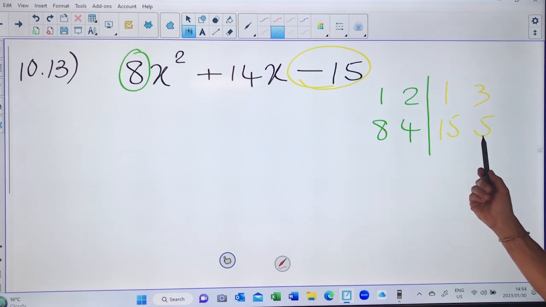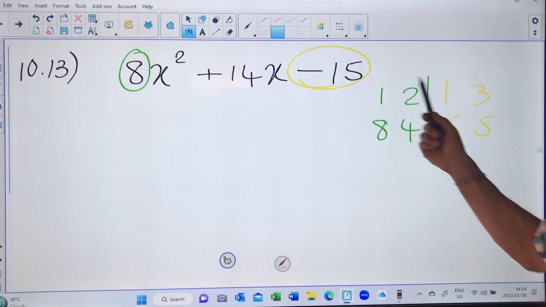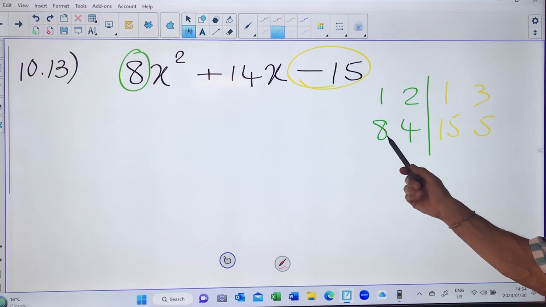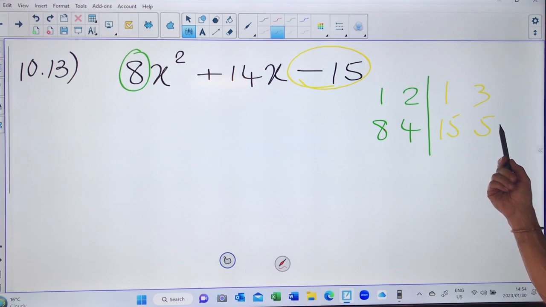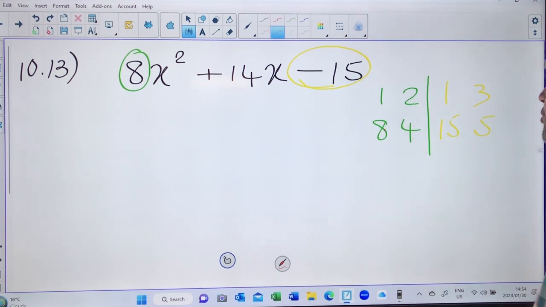8 times 5 is 40. 1 times 3 is 3. The difference between 40 and 3 is 37. We need 18. Now I'm going to go across like this. 8 times 3 is 24. 1 times 5 is 5. Can you see why you were taught the tables in primary school? 24 minus 5 is 19. Not going to work. So it seems to me 1 and 8 is not going to work.